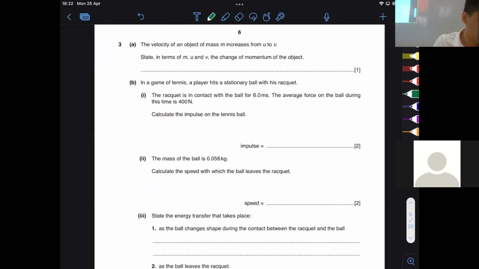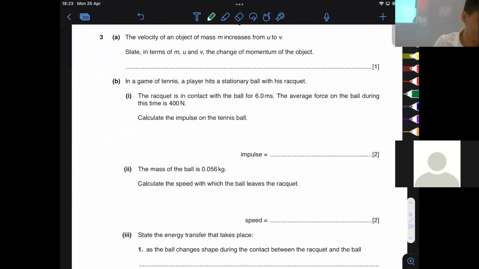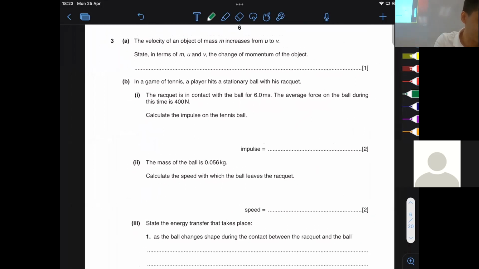3B2. Okay, 3B, everything. This is obviously going to be change in impulse, right? Change in momentum, right? Which is mv minus mu, right? Then after that, impulse. What's the formula for impulse again?